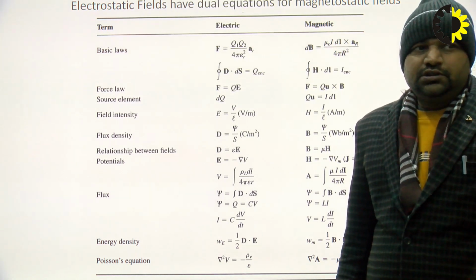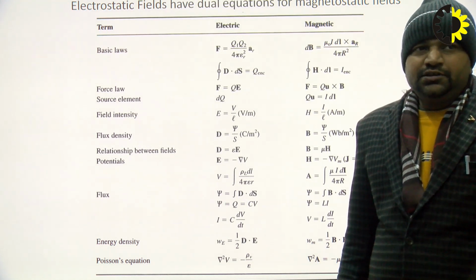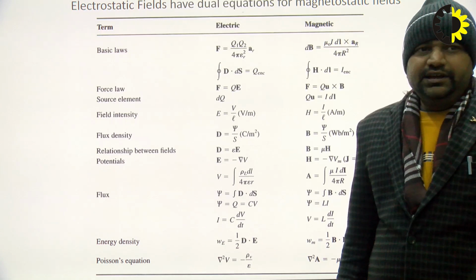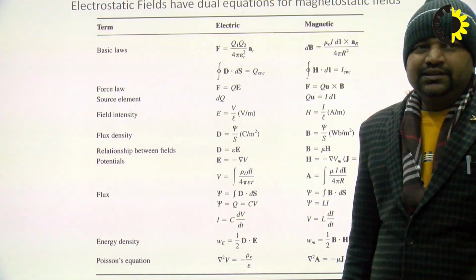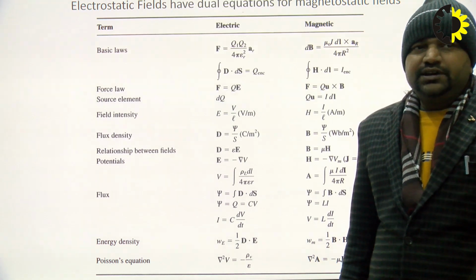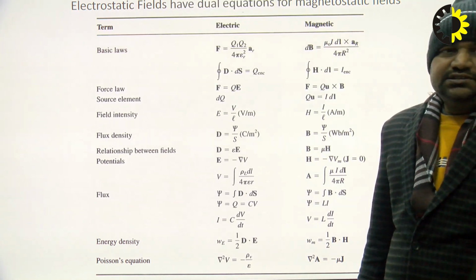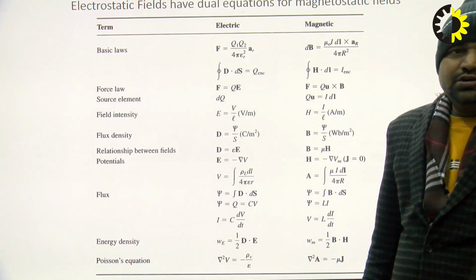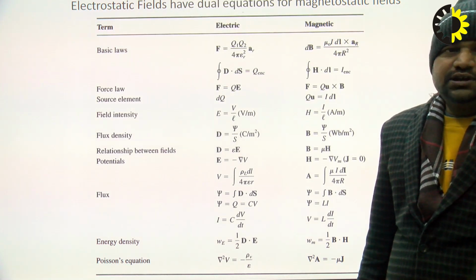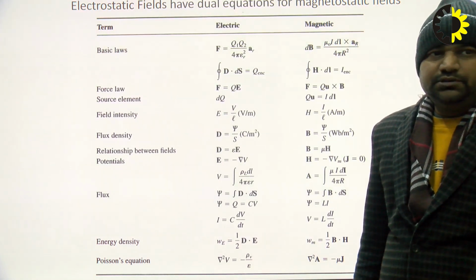The force law for the source element is QE, and Q u cross B in the magnetic field. The electric field intensity is defined as voltage upon length, but the magnetic field intensity is defined as I upon L, where I is the current and L is the length. Then flux density is defined as psi upon S; the magnetic flux density is psi upon S in Weber per meter square in the magnetic case, and in the electric case it is Coulomb per meter square.